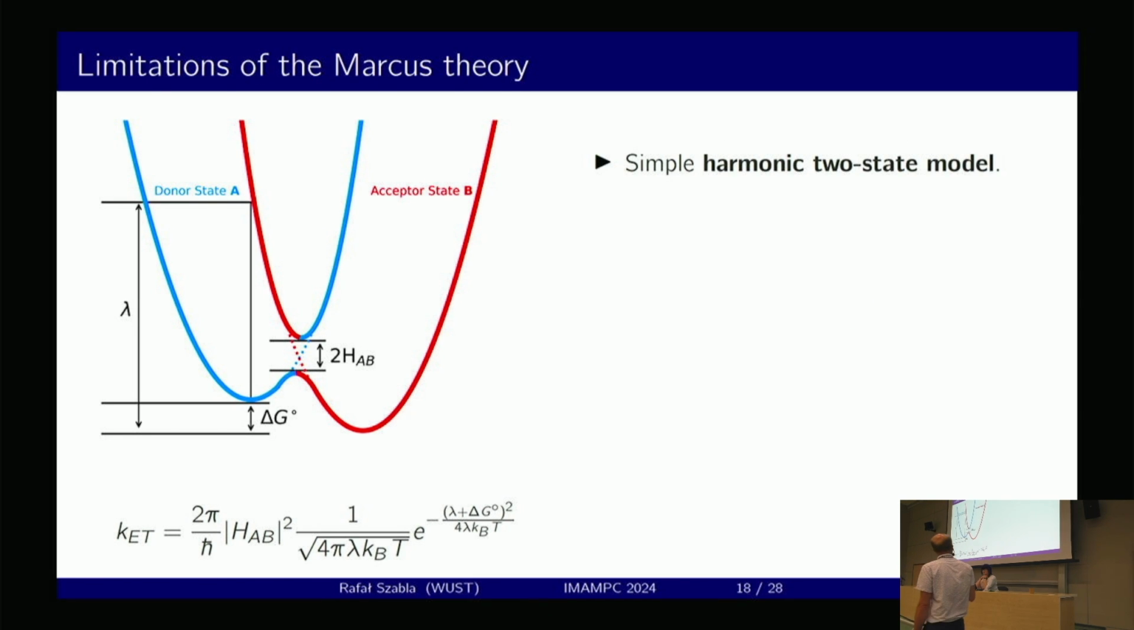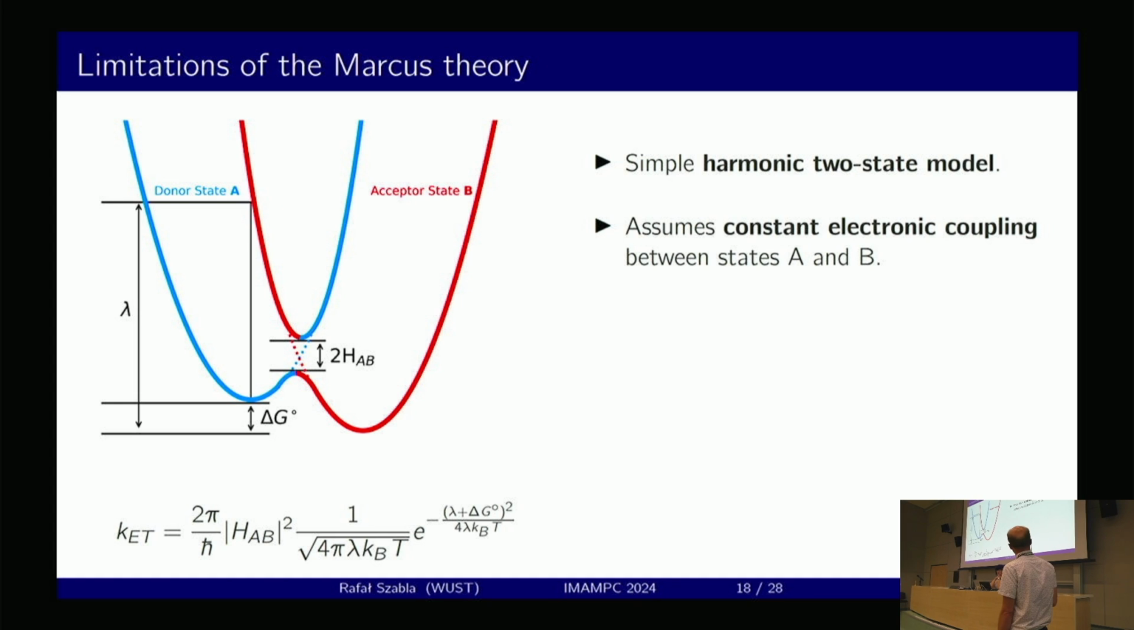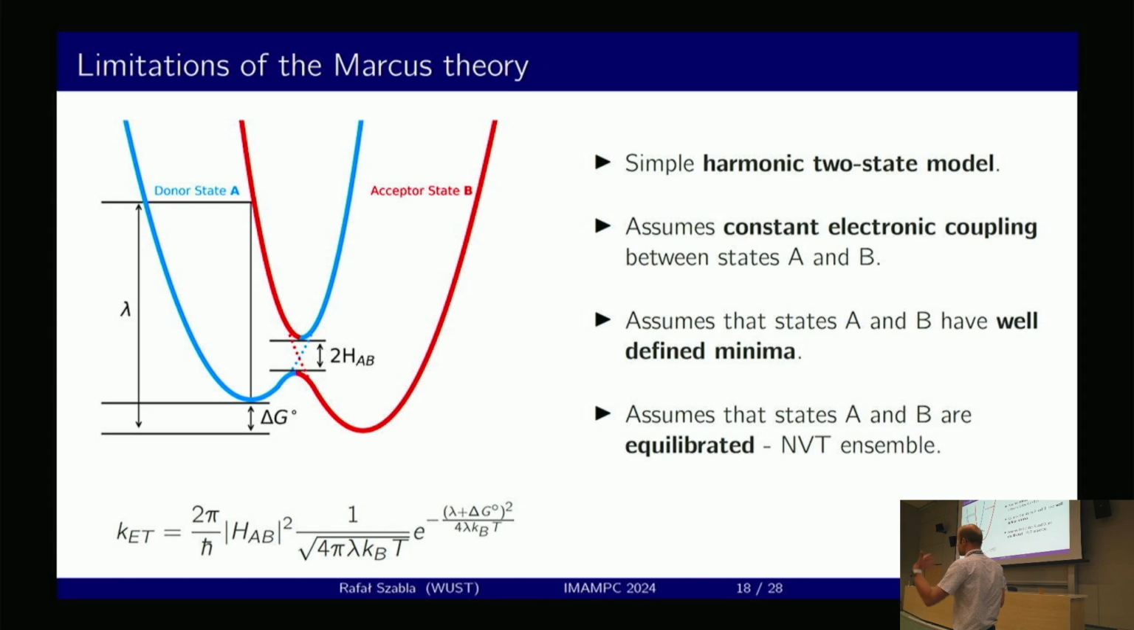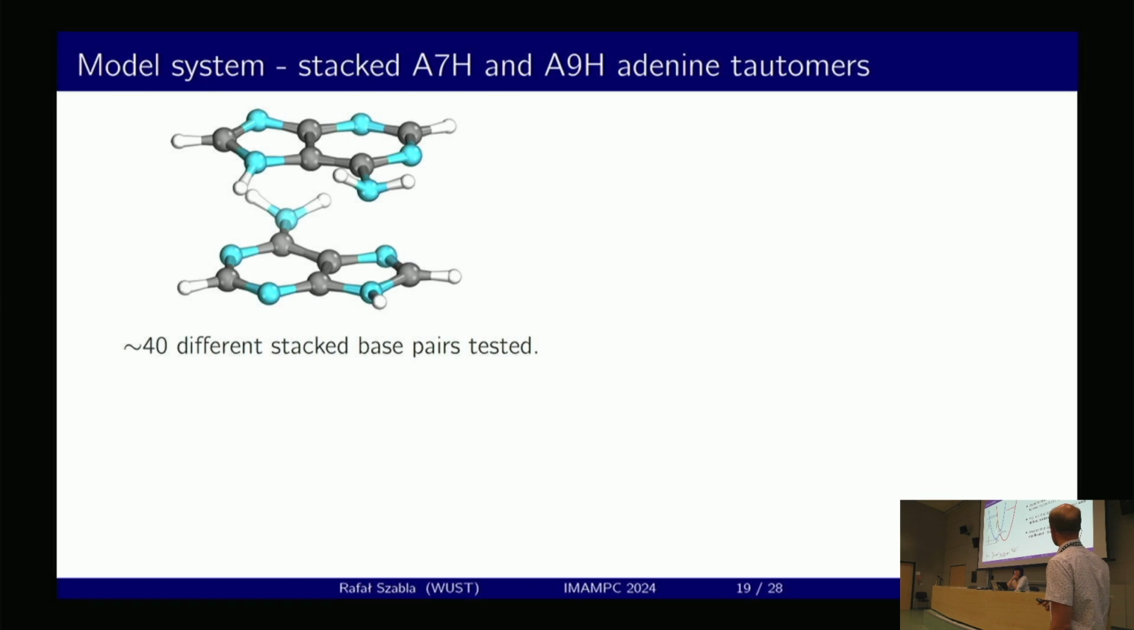The problem with this is that it is a harmonic two-state model. It assumes constant electronic coupling, so you just take the coupling from this geometry on the donor state, and it assumes that states A and B have very well-defined minima, so you need to find these minima. It is really an equilibrium model. So it works very well for equilibrium electron transfer, but not so well for non-equilibrium, and we are working largely in the non-equilibrium regime here.